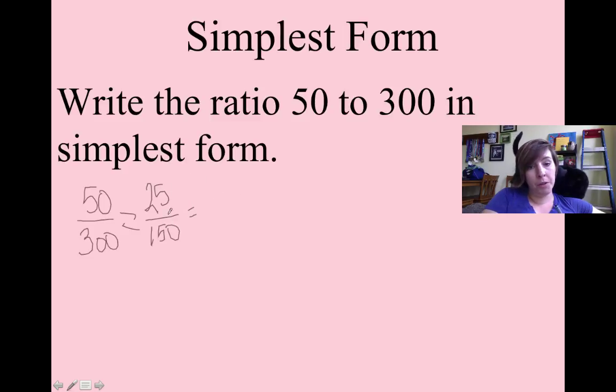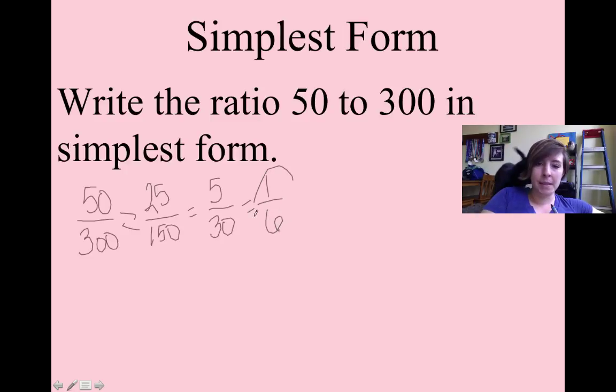I can divide both of those by 5, because this one ends in a 5 and this one ends in a 0. So 25 divided by 5 is 5, and 150 divided by 5 is 30. I can go even farther. I can divide them by 5 again. 5 divided by 5 is 1, and 30 divided by 5 is 6. So the simplest form of this ratio is 1/6.